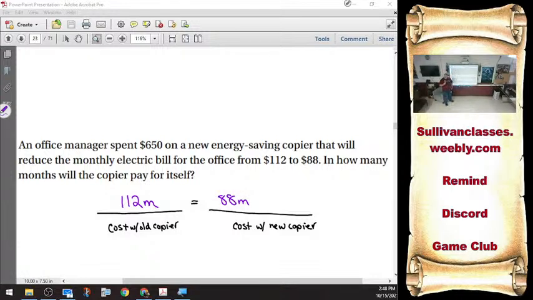But it didn't just magically reduce. What did I have to do to get the cheaper rate? No, these are my costs. I had to add a $650 copier. Make sense? 112 a month versus 88 a month, but you got to pay for the better tools. Okay?